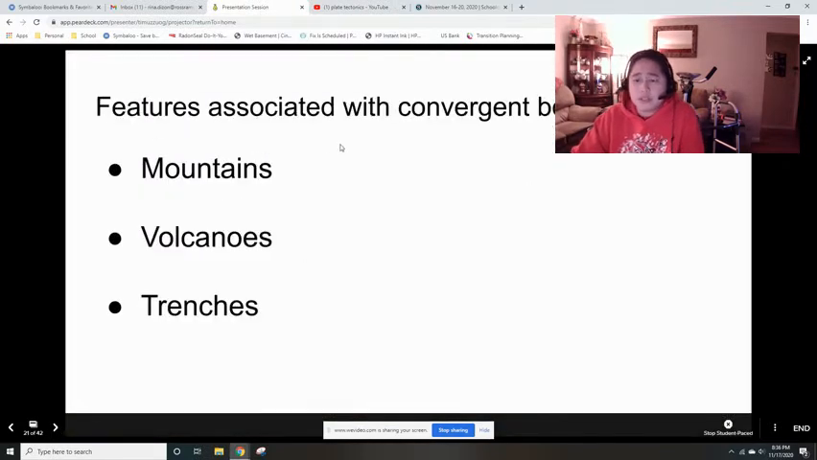So again, the features associated with convergent boundaries are mountains, volcanoes, and trenches that go along with those subduction zones.